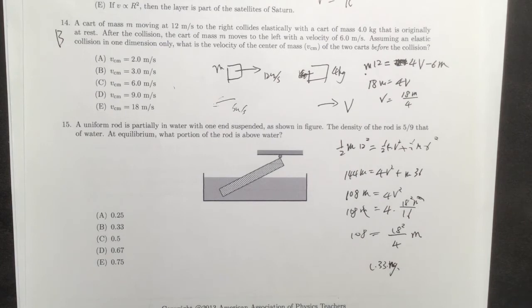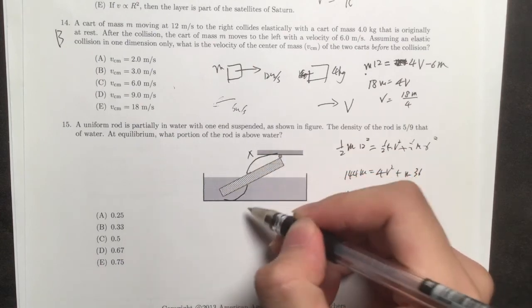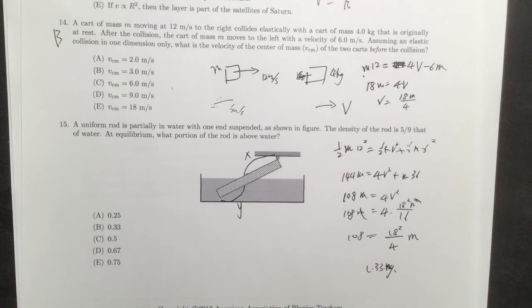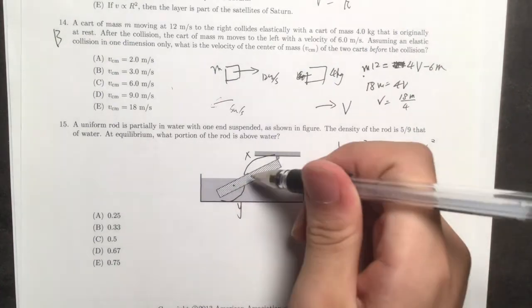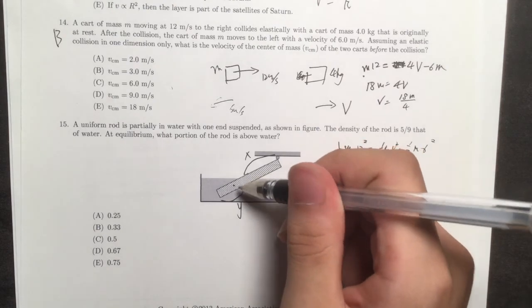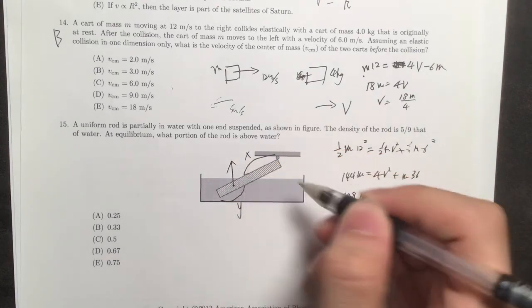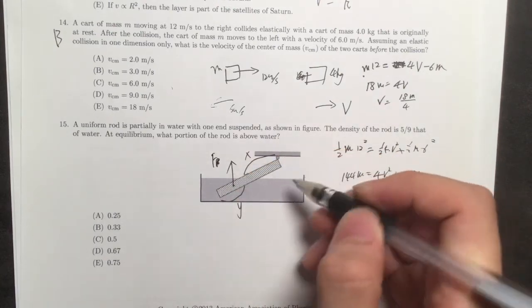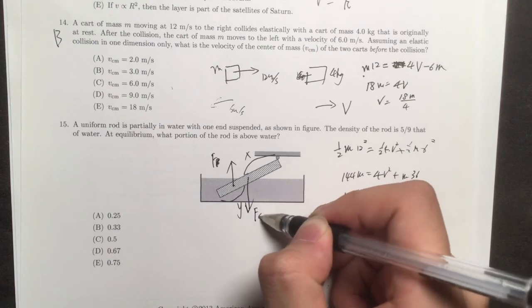So in this question, let's assume this part of the rod is X and this part of the rod is Y. X is the part of the rod that's above the water, and Y is the part of the rod that's below the water. The center of mass of the part of the rod below the water is at half of the distance from the end of the rod to the section below the water, and that will be our buoyant force, F of B. And this will be our gravitational force, acting at the center of mass of the entire rod, F of G.